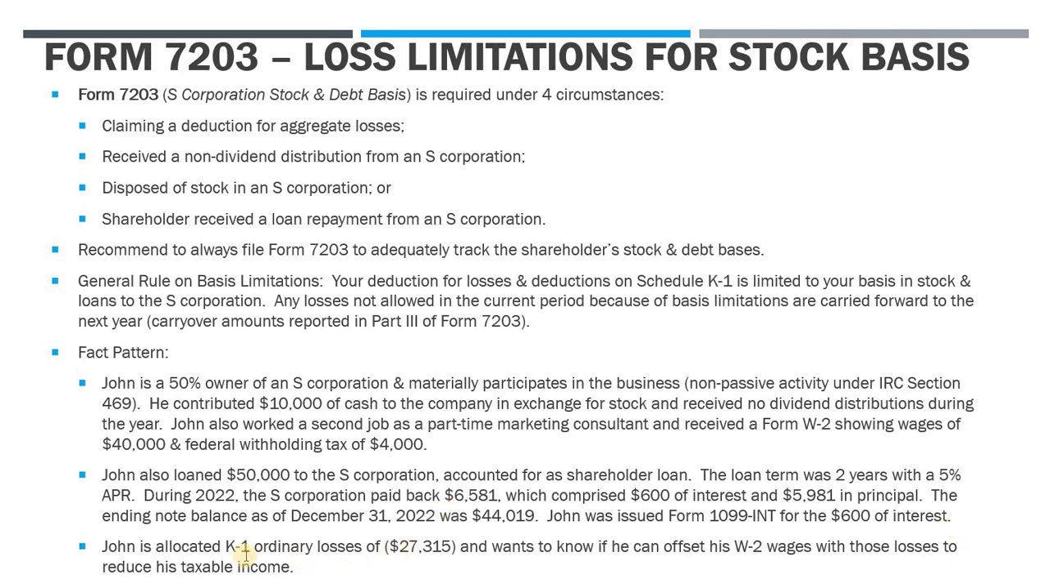Now, here's John's question, right? He's allocated K-1 losses of $27,315, and he wants to know if he can offset some of those losses against his W-2 wages, right? And so can he reduce his taxable income by claiming these losses?